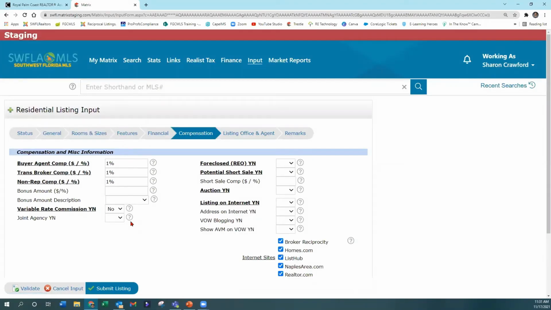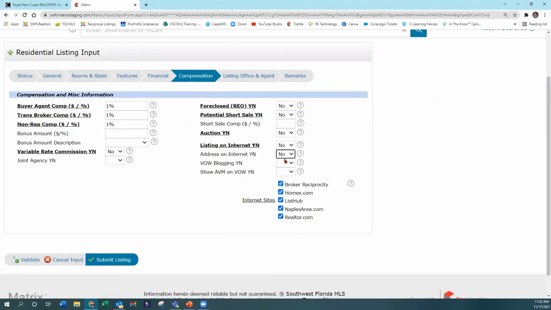Sometimes you will find that. It's pretty rare. If the property is in foreclosure, you would indicate that here. If it's a short sale, you would indicate that here. If there is going to be a reduced commission because of the fact that it's a short sale, you would enter that information here. If it's an auction, you would enter it here. Now, don't pay any attention to what I'm entering here because it's going to explain to you what these mean so that you might want to select something different.